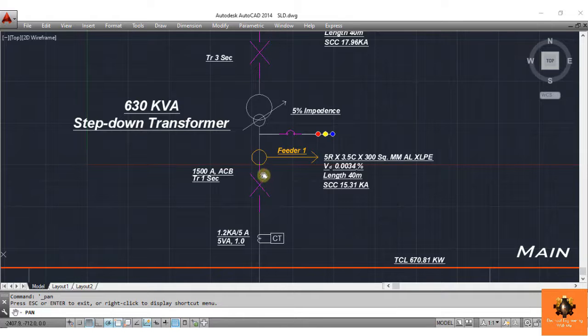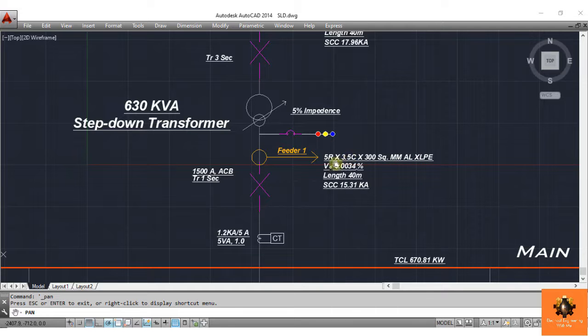But if you are working in America or any other developed country, the voltage level will be about 230 volts. Okay, then these LT cables carry high current. High current passes through these cables, and you will see this point here. See this information. This cable, which I am calling feeder 1, is 5 runs 3.5 core of 300 square mm aluminium conductor XLPE type insulation.